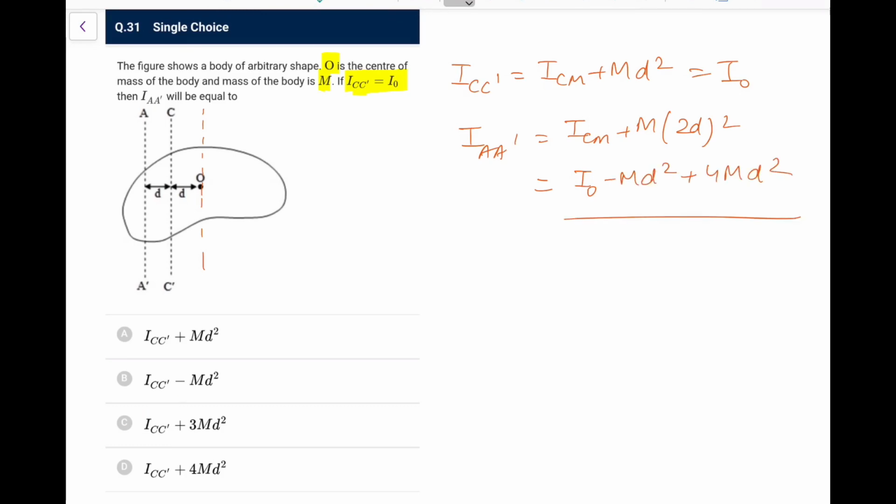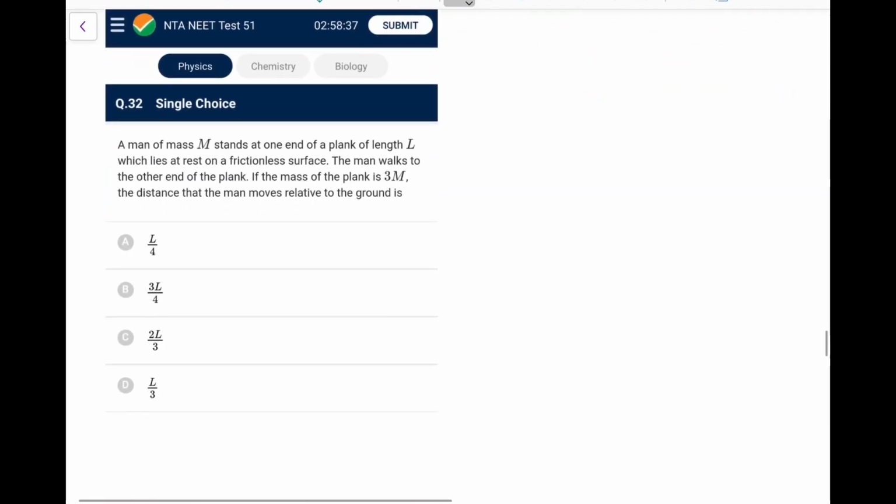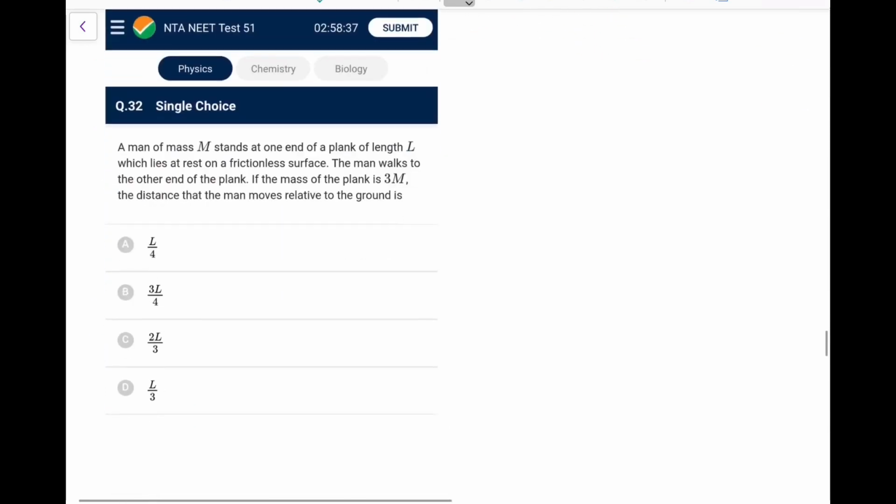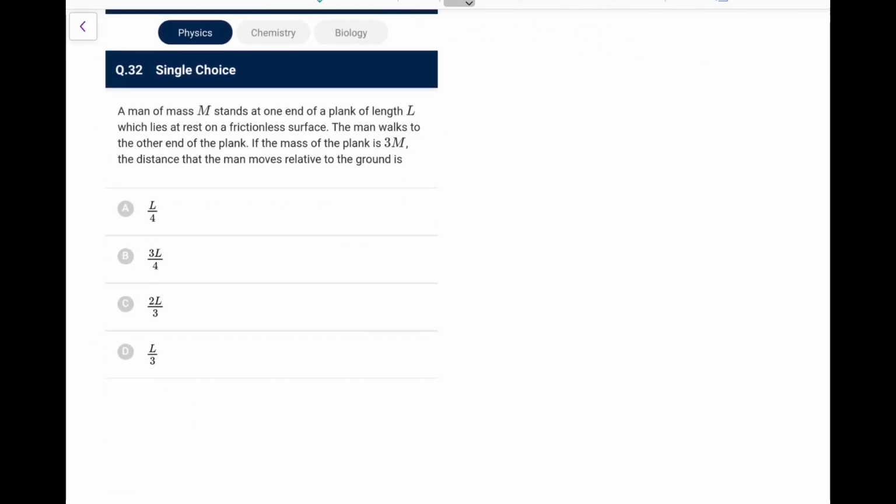Sorry, not that one, this is not the right way. It is I naught, I naught is I_CC. Okay, so it is I_CC plus 3 m d square, no issue. So it is the correct one, option C. Now just remember, you cannot write this as this one plus m d square. The reference one has to be through the cm. That is what you have learned in the parallel axis theorem.